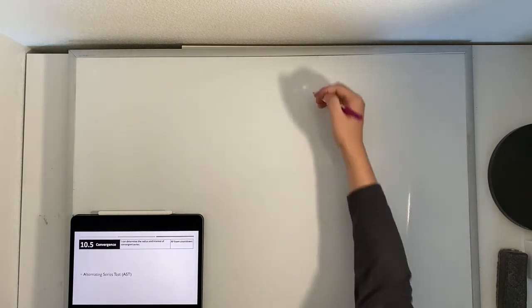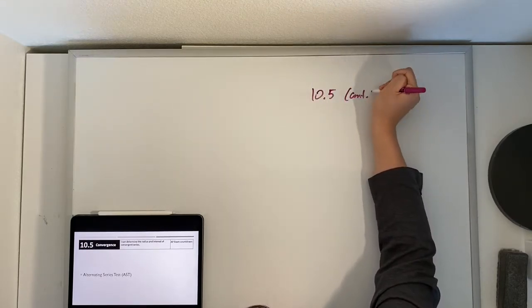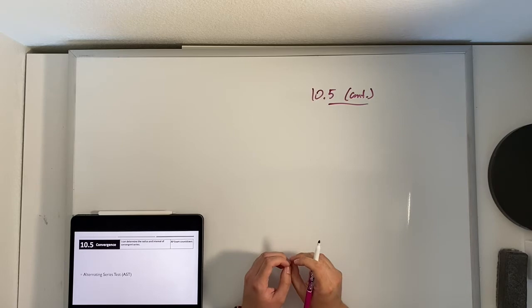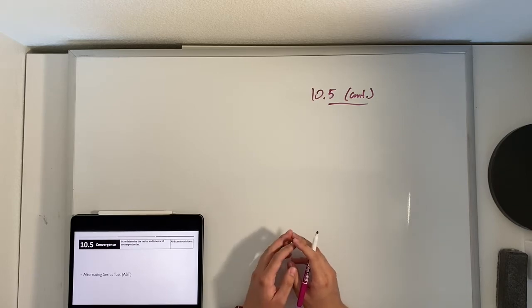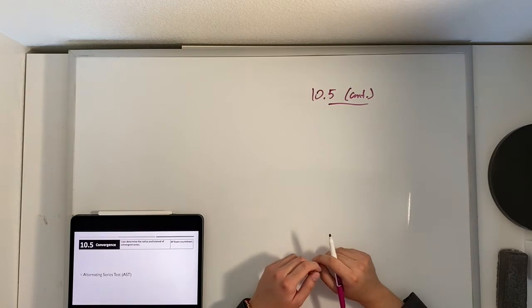We are continuing section 10.5. Again, 10.5 is all about convergence. Remember that a series is really only useful to us where it converges. Yesterday we talked about the center and the radius of convergence and the interval of convergence and what those three separate things actually mean. We've actually learned a couple of convergence tests already.